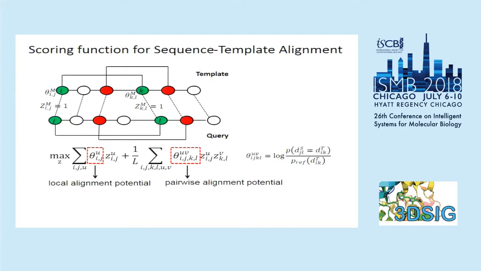So once we have this scoring function, then we need to optimize. So how can we optimize this problem? This problem is NP hard, so it's computationally hard. Once you consider the pairwise interaction, then this problem is NP hard. And then how can we do this? How can we optimize this scoring function?